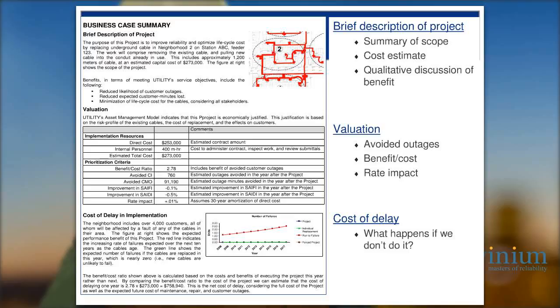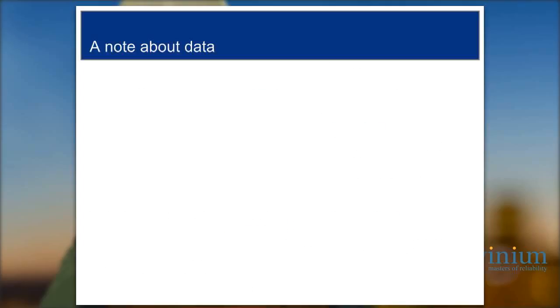So what are the reliability effects and the avoided outages that we anticipate from this? What is the benefit cost ratio? What might be the rate impacts, things like that. And then lastly, a cost of delay. And that's one of the real advantages of a quantitative analysis like this, is you can answer the question, what happens if I don't do this work? What happens if I ask for the money to do it and you don't give it to me? And you can make a quantitative statement about what the increase in the risk would be associated with that.